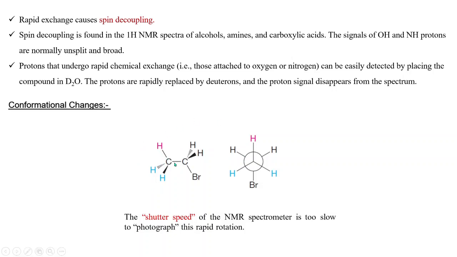Because this single bond rotation is so fast that the shutter speed of the NMR spectrometer is too slow to photograph this rapid rotation. That's why we are getting only one signal for this CH3 and only one signal for this CH2. The CH3 signal is split by the n+1 rule, 2+1, a triplet, and for this CH2 we get a quadruplet, 3+1.